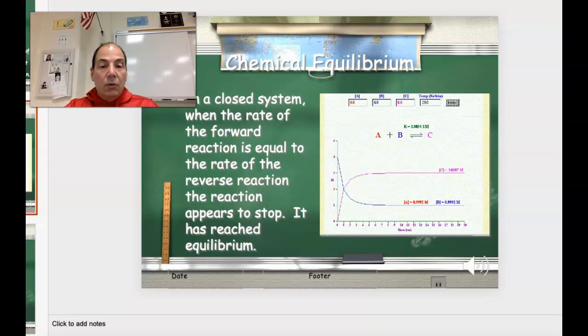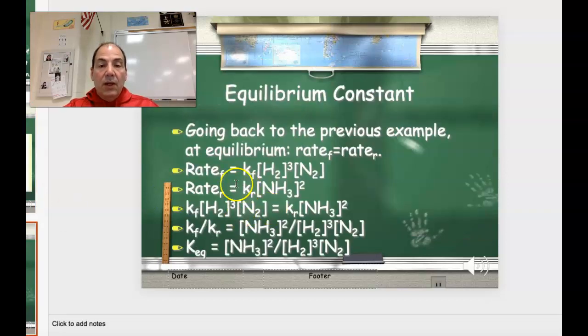So if we're at equilibrium, then what we could say is that the rate of the forward reaction equals the rate of the reverse reaction. Now, please don't write this stuff down. This is just me showing you an example right now. So in our example, we were talking about the forward reaction being the hydrogen and the nitrogen as a reactant. In the reverse reaction, it was the ammonia that was the reactant.